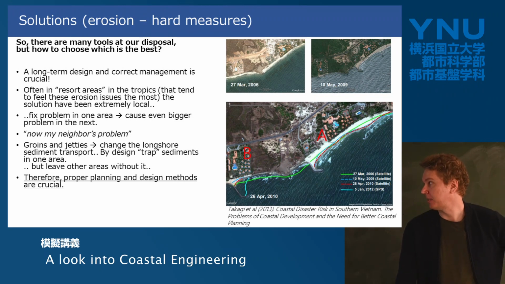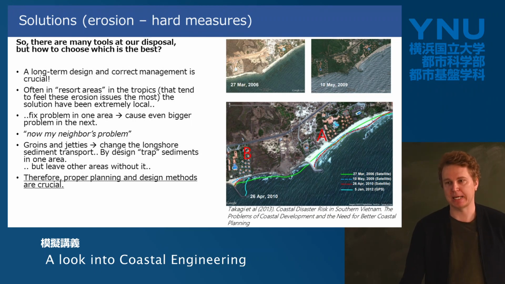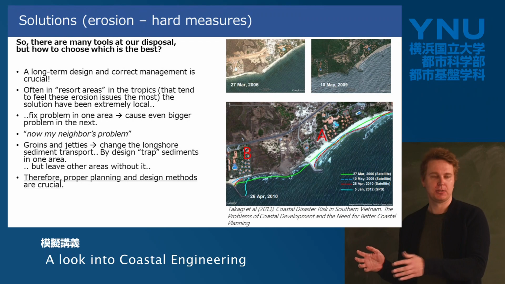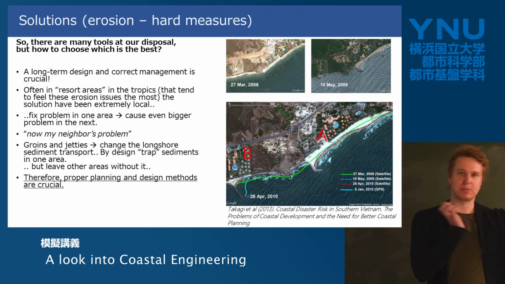But they have a bigger sandy beach now on this side. So location A has a very nice beach now. Location B, there's no beach. So it's very difficult, and it's very important in terms of planning and designing these different types of structures. You can't solve the problem in one area only to put the problem into some other area.